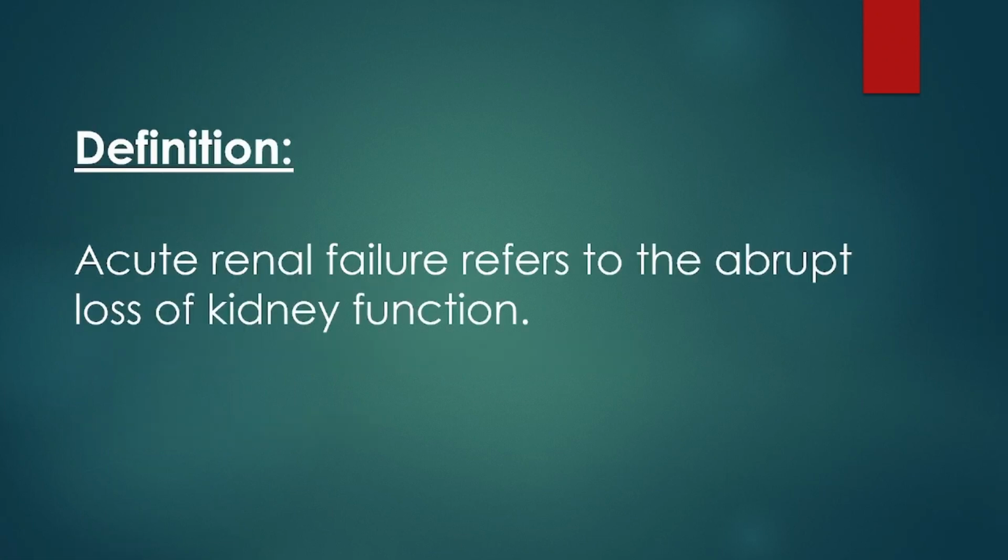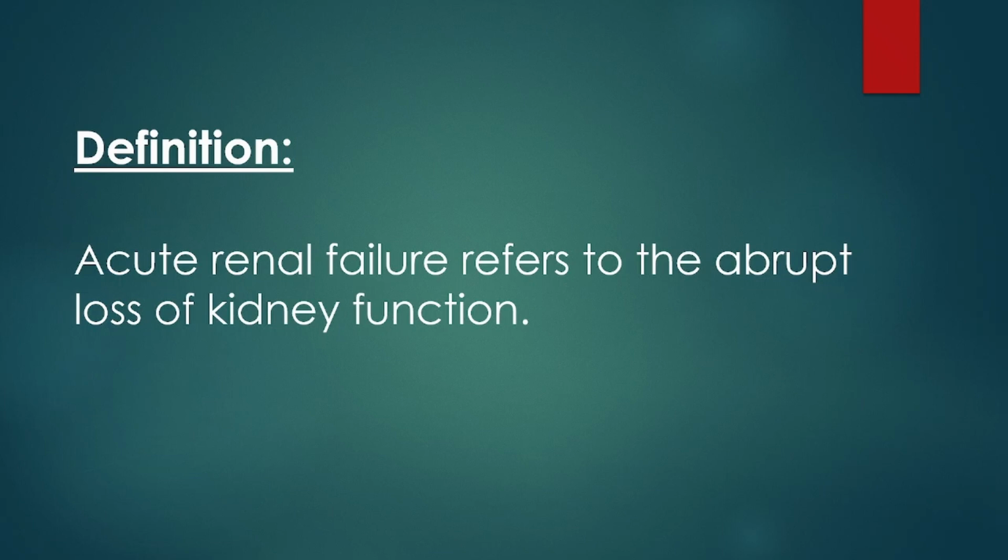First of all, we will see the definition. Acute renal failure refers to abrupt loss of kidney function. In this renal failure, what happens? The kidney is unable to remove the body's metabolic waste. So, there will be a sudden decrease in kidney function.